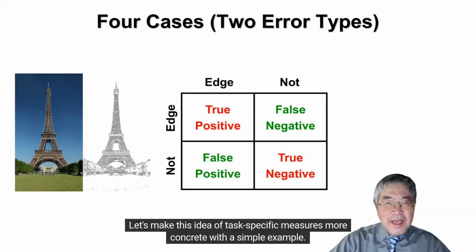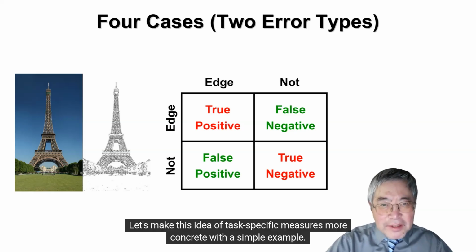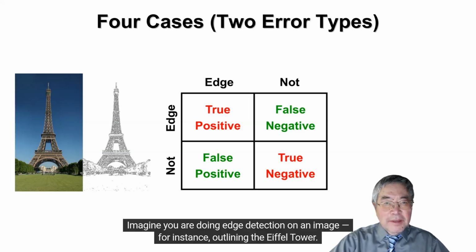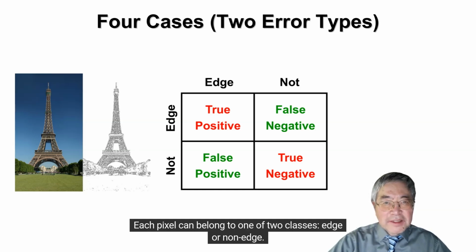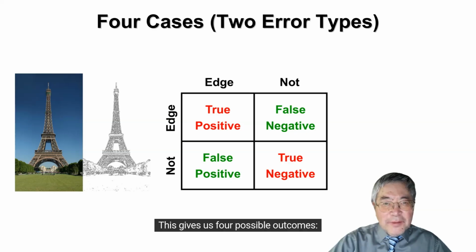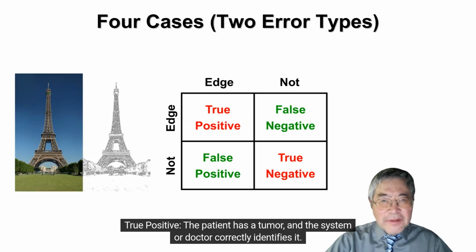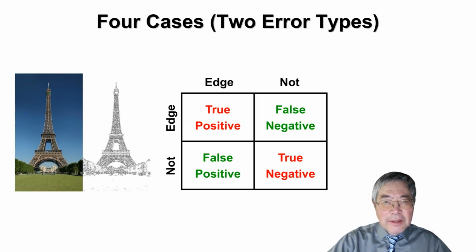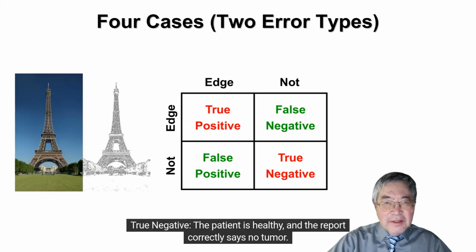Let's make this idea of task-specific measures more concrete with a simple example. Imagine you are doing edge detection on an image, for instance outlining the Eiffel Tower. Each pixel can belong to one of two classes, edge or non-edge. Similarly, in medical imaging, each case can be classified as disease present or disease absent. This gives us four possible outcomes. True positive, the patient has a tumor, and the system or doctor correctly identifies it. True negative, the patient is healthy and the report correctly says no tumor.